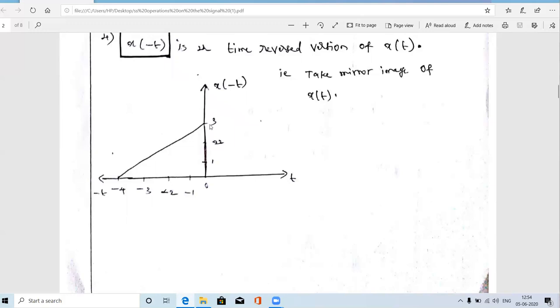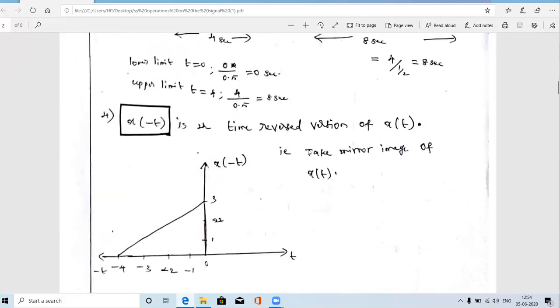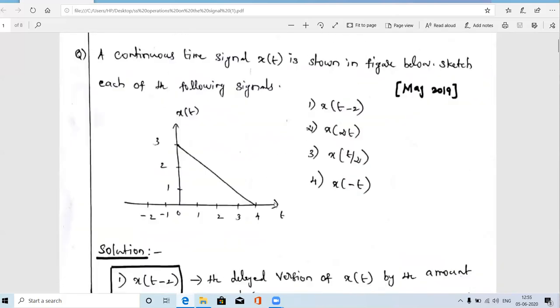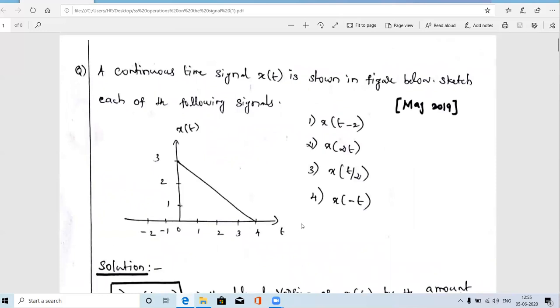Consider that on the y-axis we are taking one mirror. If you take the mirror image, this value is swapped to here and this value is swapped to here. So this is said to be x of minus t. The x of minus t is a time reversed version of x of t. So these are the four answers for the given problem. For the given signal x of t, we have to obtain these four things.